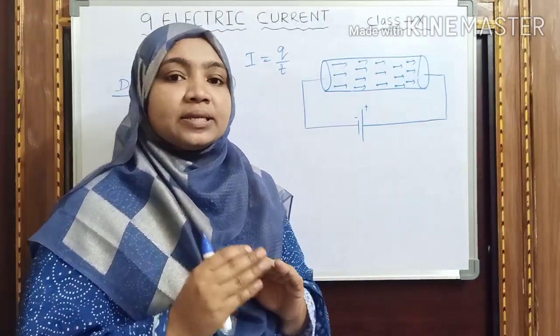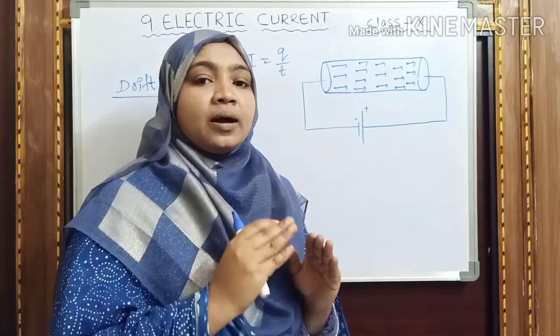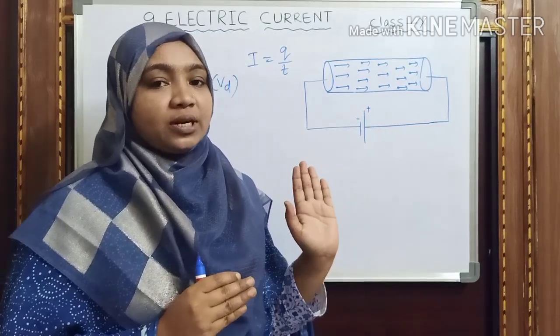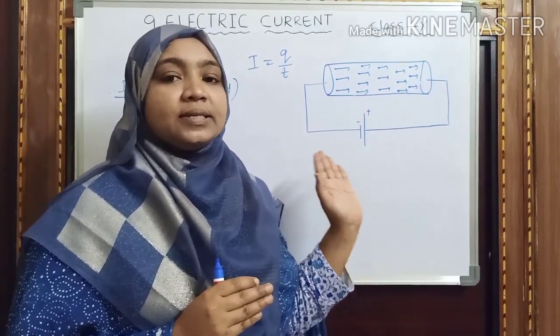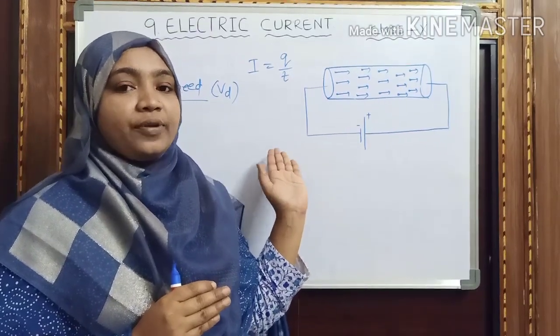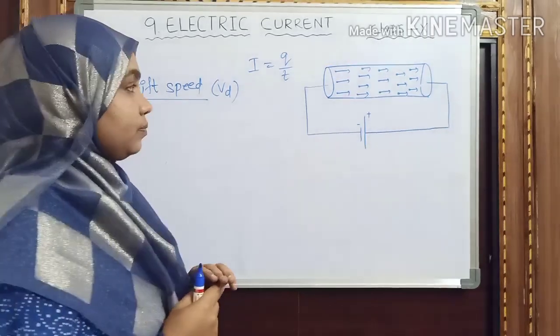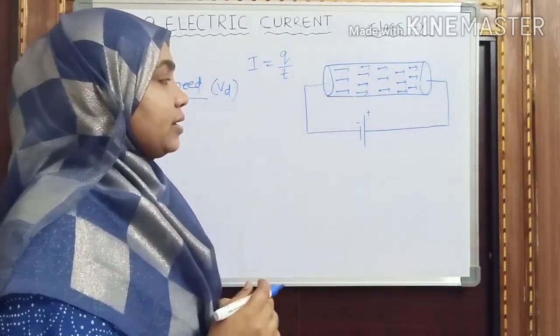So here electrons are moving towards positive charge. The word drift means moving towards something. Here electrons are also moving towards positive charge. So the average speed of electron is known as drift speed of electron in a conductor. Okay, so it is denoted by Vd. So let us derive an equation for drift speed of an electron in a conductor.